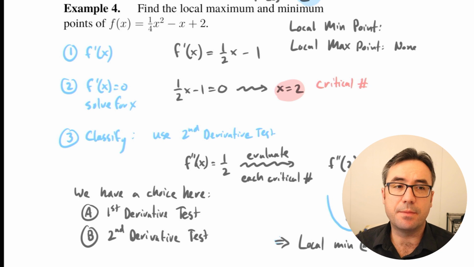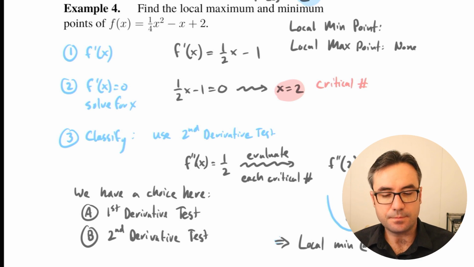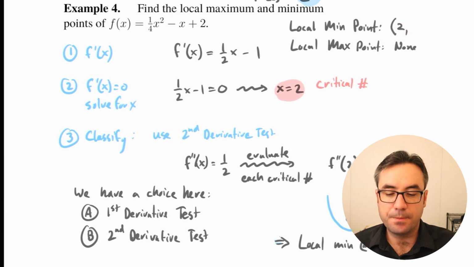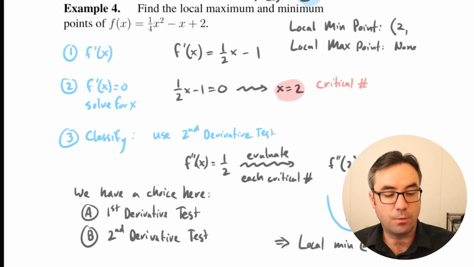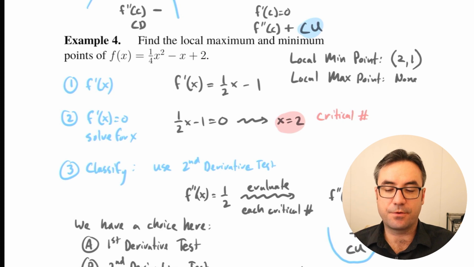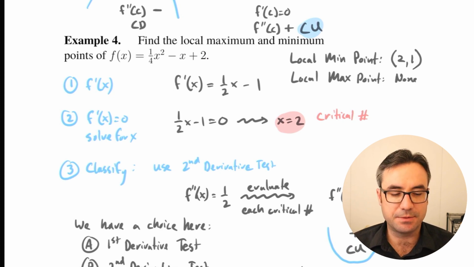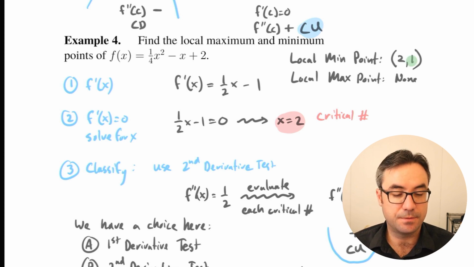We have a minimum there, but to actually get the point, we need our y coordinate. So if I were to take the x value, which was 2, and plug it back into the original function, I'm going to get 1 minus 2 plus 2. So I get 1 for the y value there. And again, to get the y coordinate for your minimum point or your maximum point, you just take your x value and you plug it into the original function.